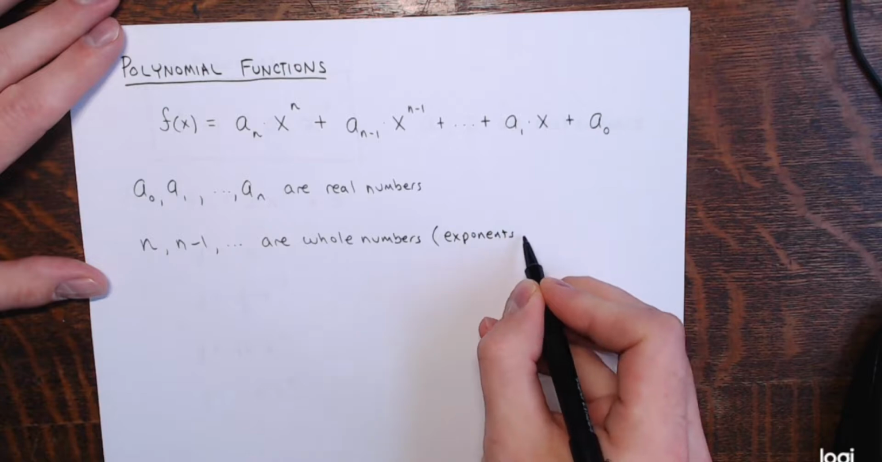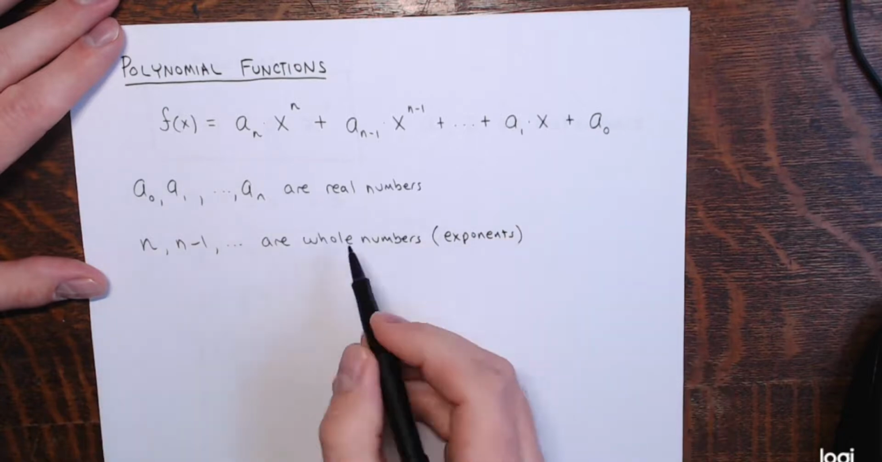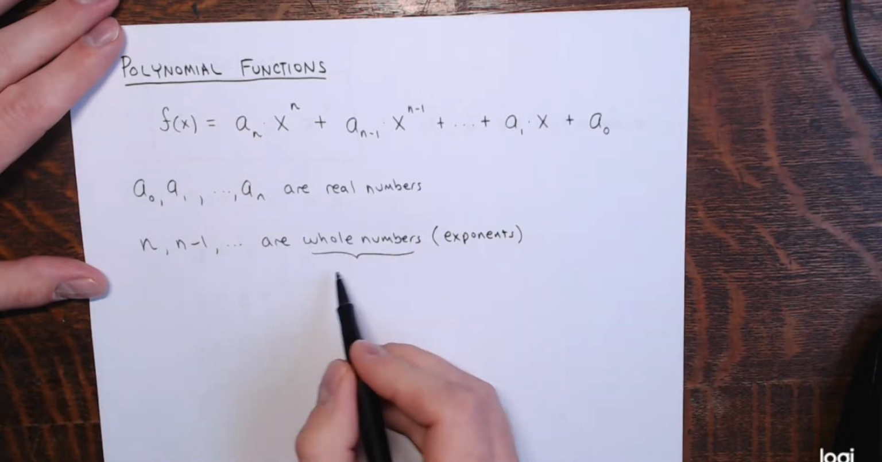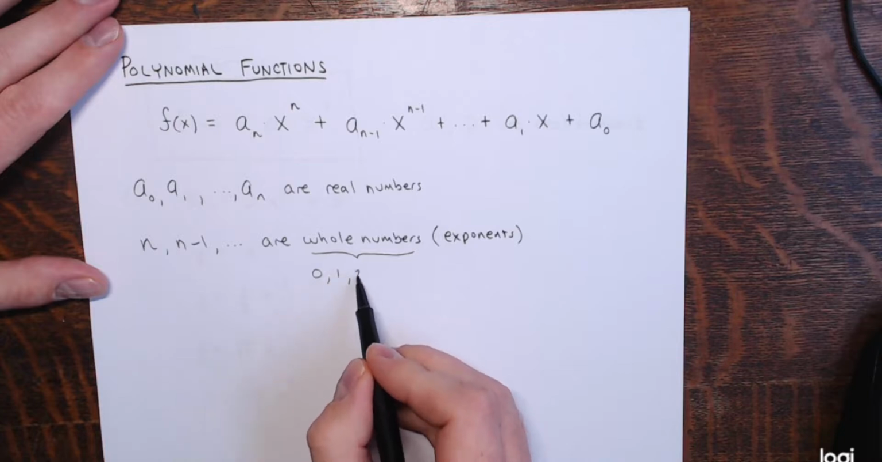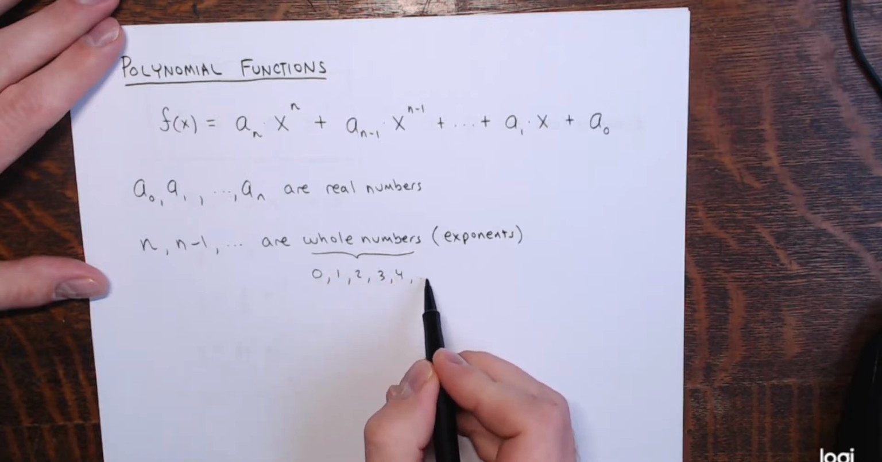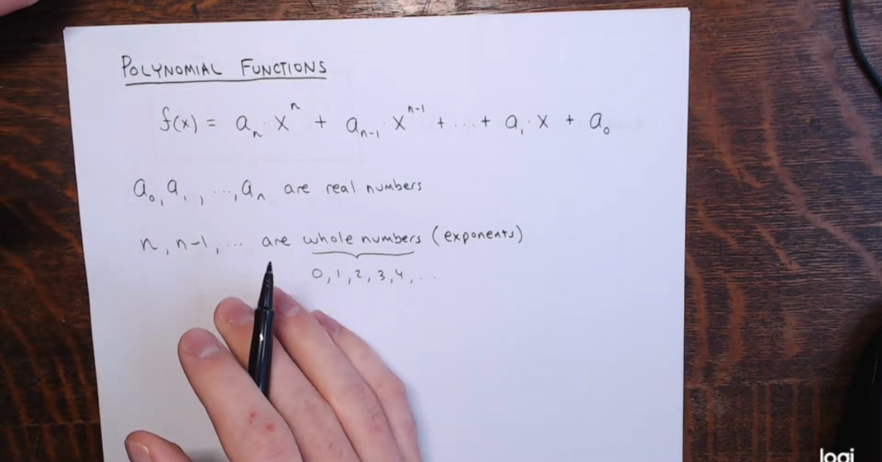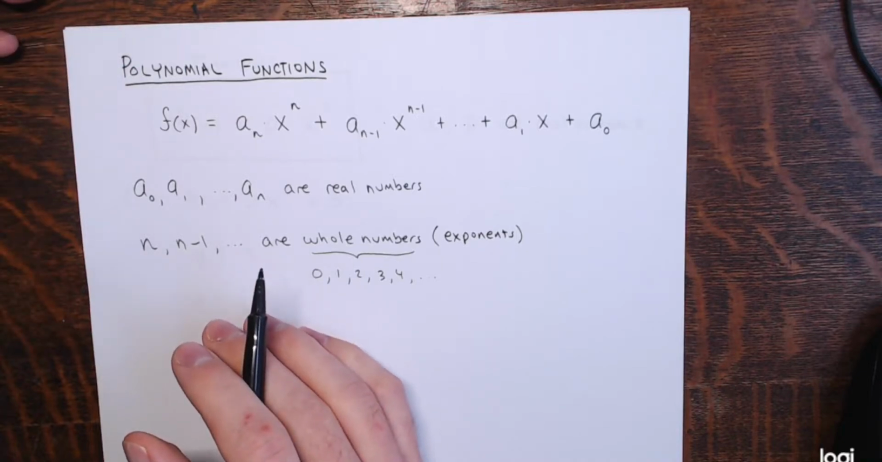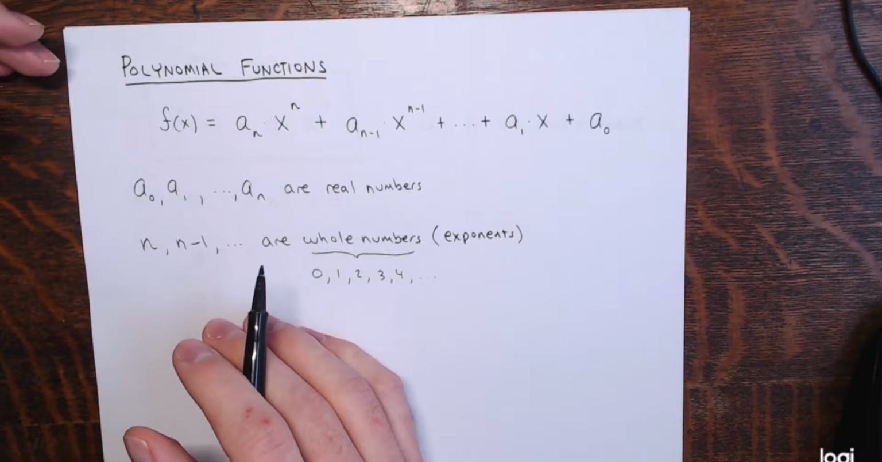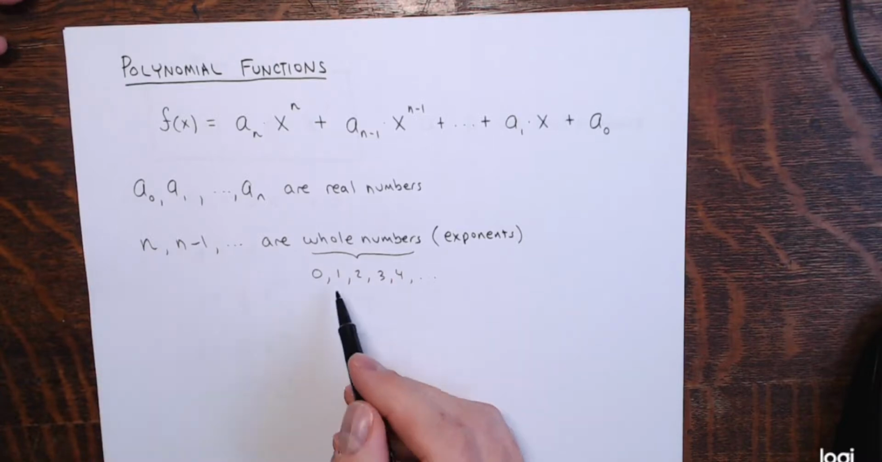Powers are whole numbers. Now remember, the whole numbers are 0, 1, 2, 3, 4, just, no negative powers, no fraction powers, no decimal powers, right, other than whole number decimals.